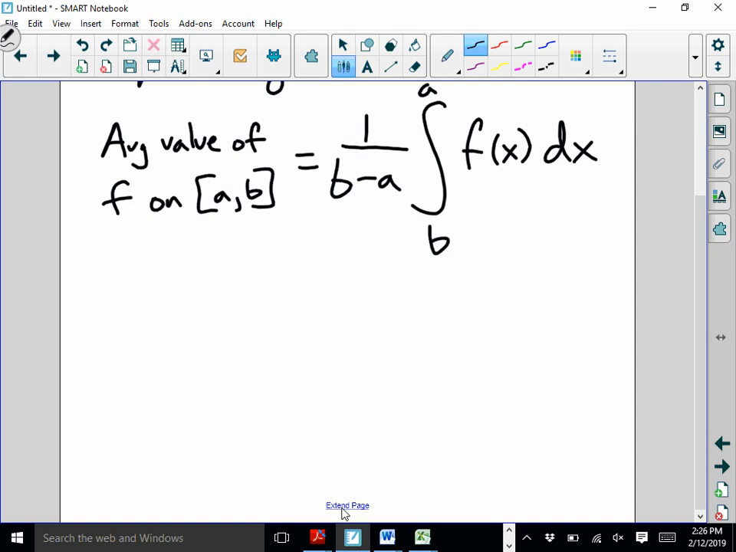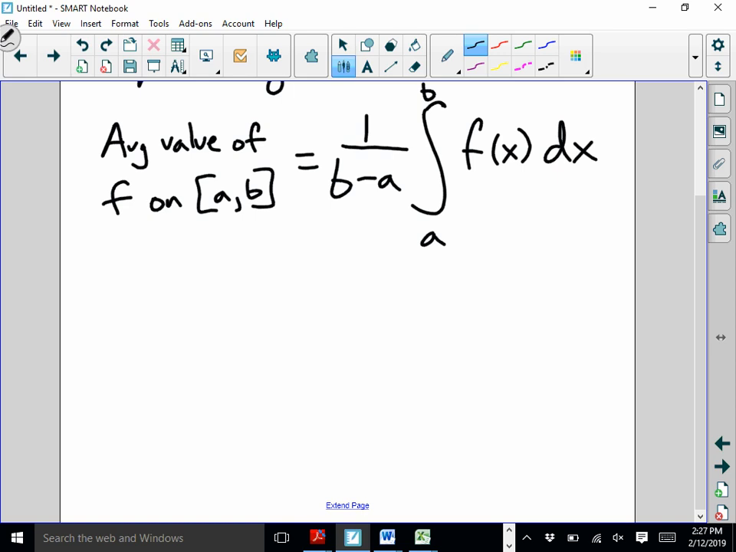Hold on one second. It's the integral from a to b of f of x dx. Okay, so let me show you one example of this without units, and then an example with units so we know what happens with the units.